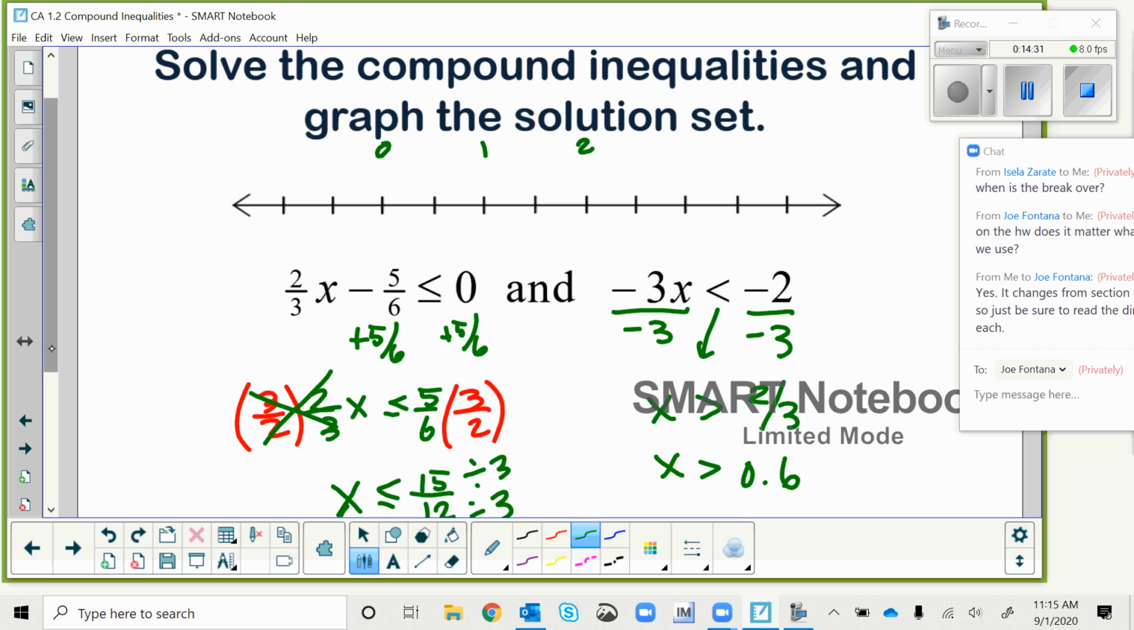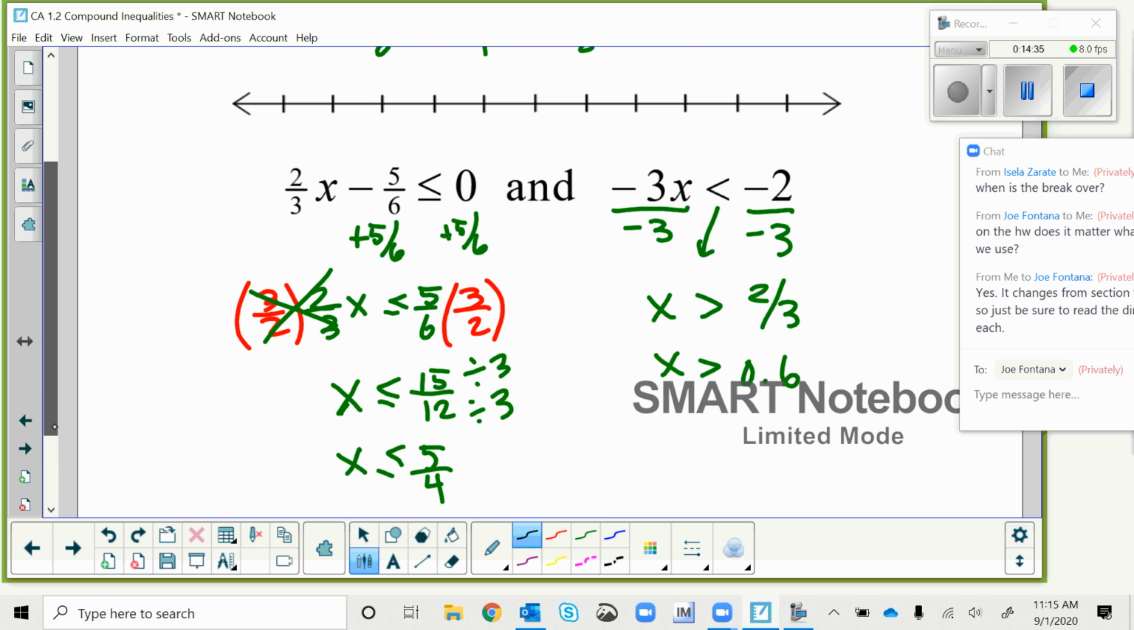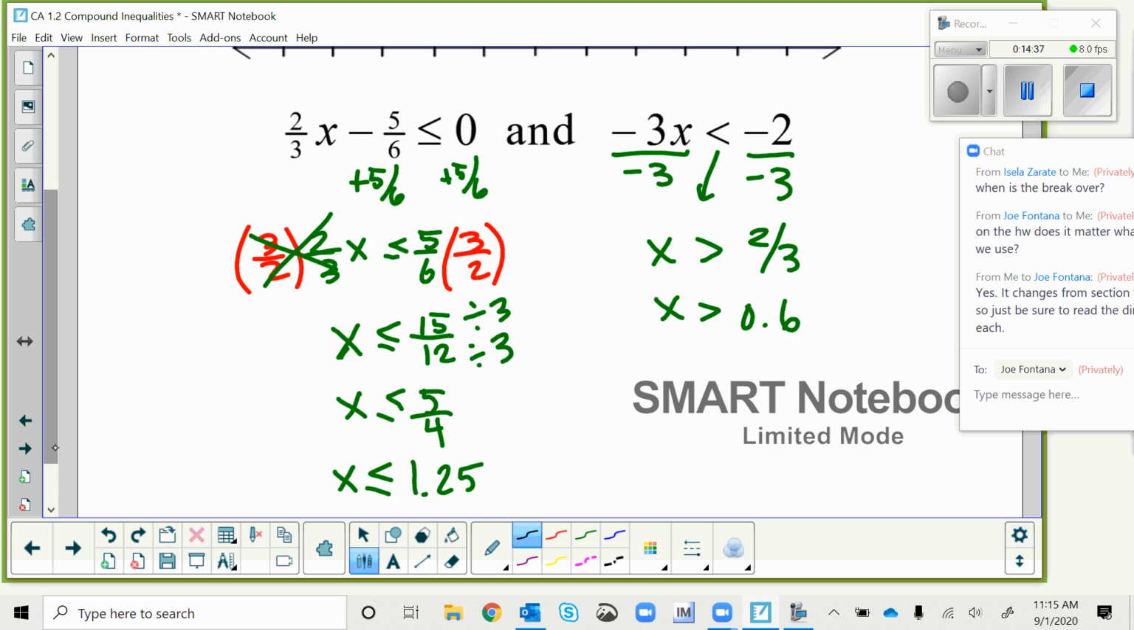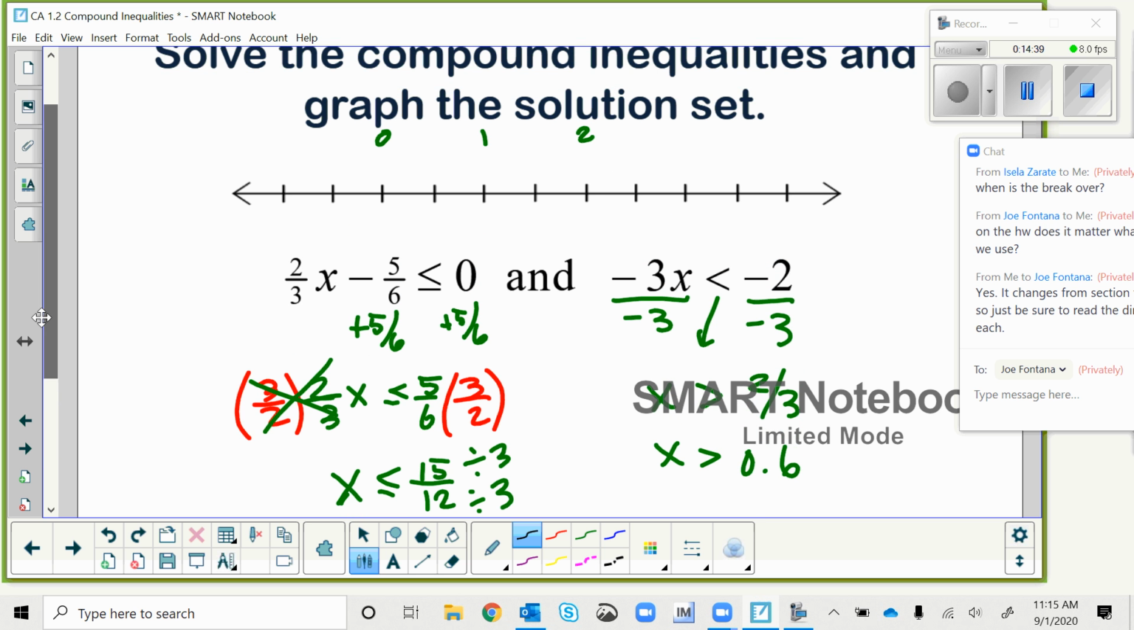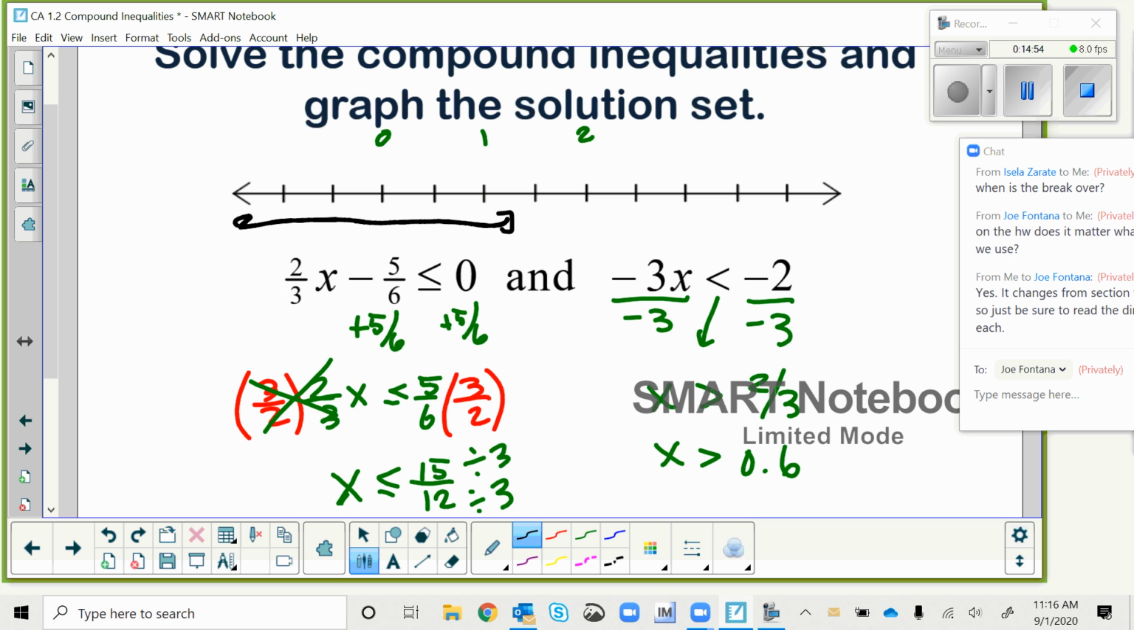So the first inequality, the one on the left, is all x less than or equal to 1.25. So 1.25 is about right here. I have a bracket because there's an equal bar. And I need everything to the left. So this is x less than or equal to 1.25 or the 5/4.